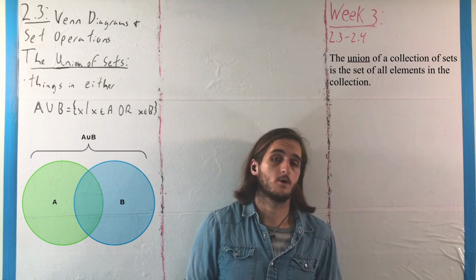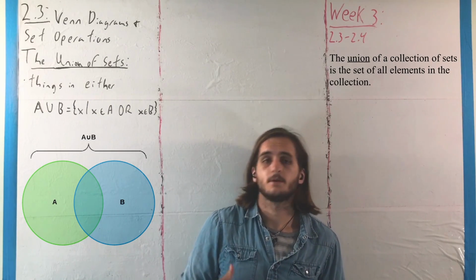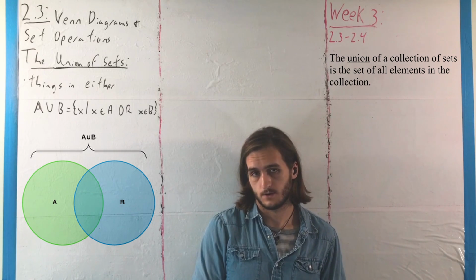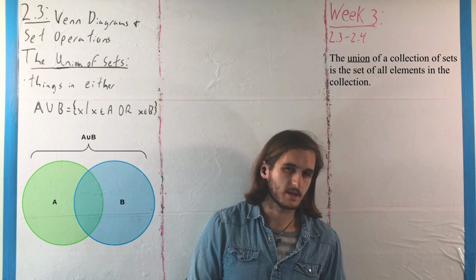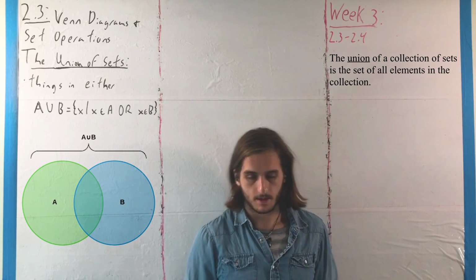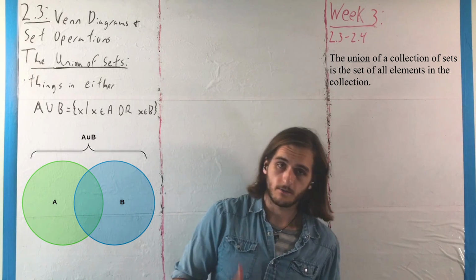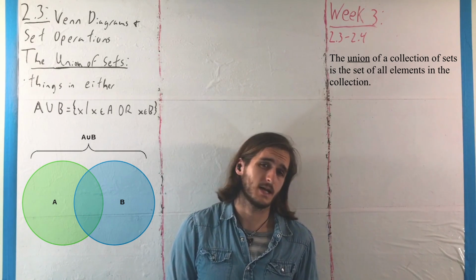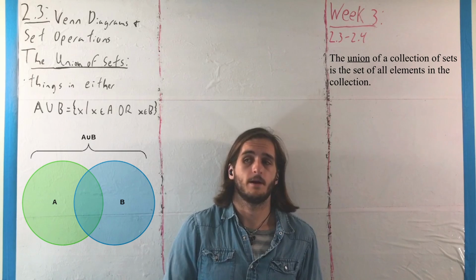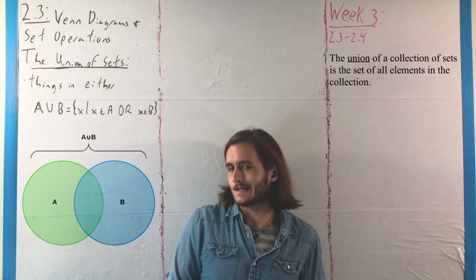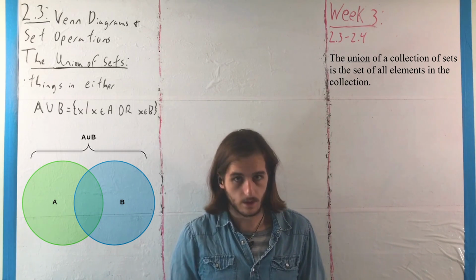For unions, meanwhile, we are describing all things that happen to be in either of our two sets. So if you want to think in terms of a Venn diagram, the union would be something like the collection of both circles in their entirety. And if you want to think a little more verbally, I like to think of unions as saying the word or.